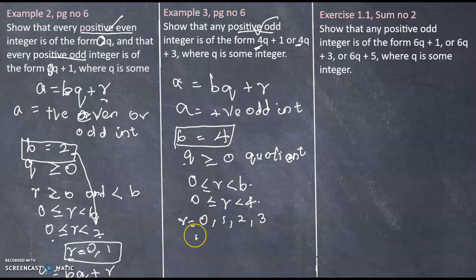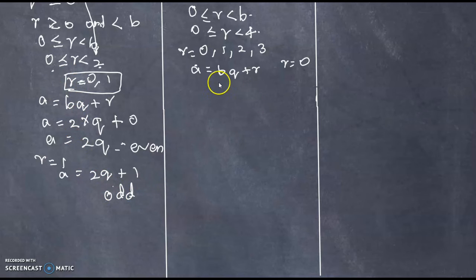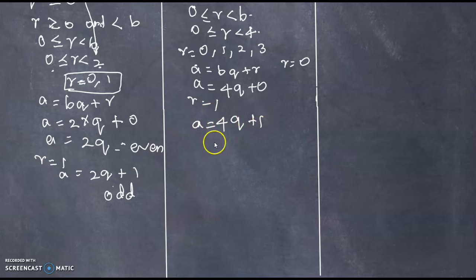So let's start with the first equation. A equals BQ plus R, where R equals 0. So let's substitute R equals 0. The value of B is 4 here, so A equals 4Q plus 0. And next, for R equals 1, A equals 4Q plus 1.